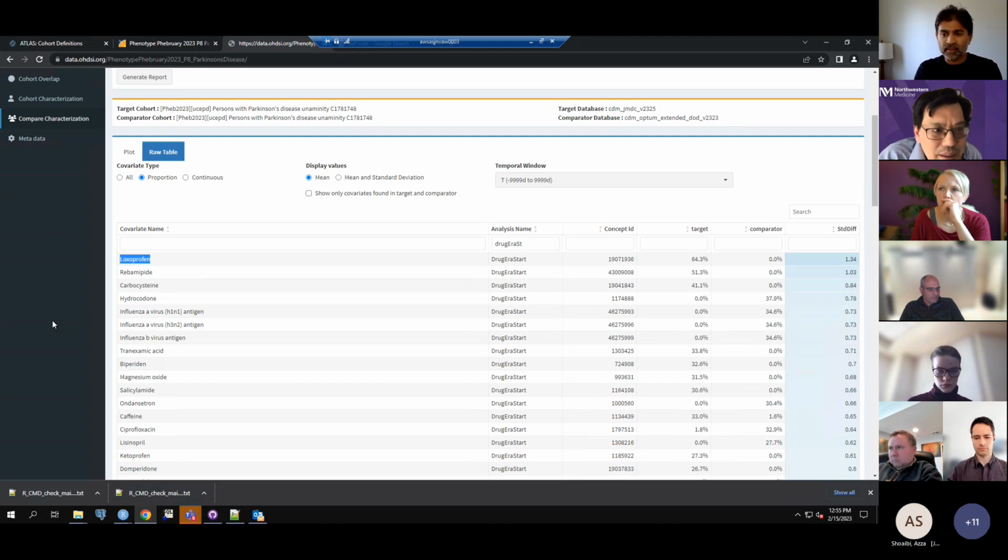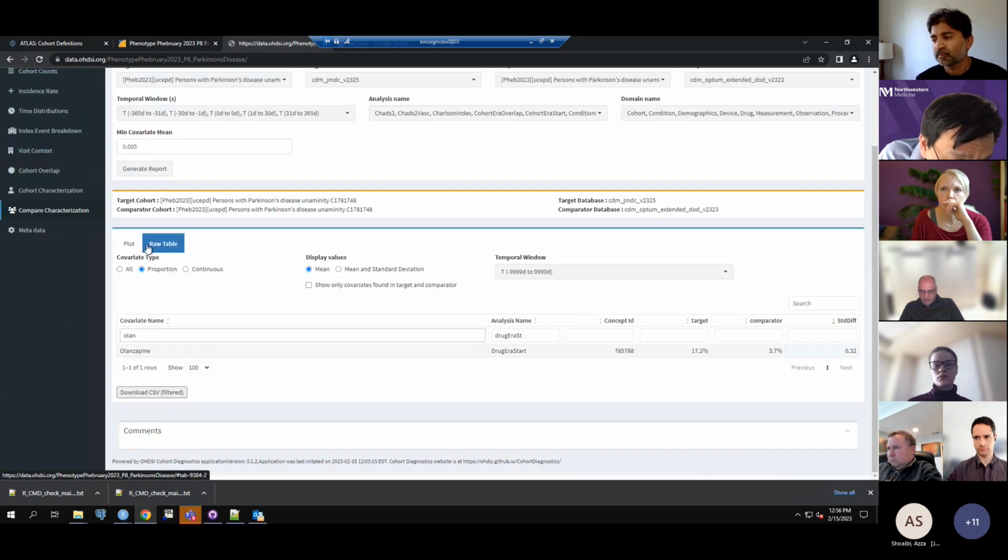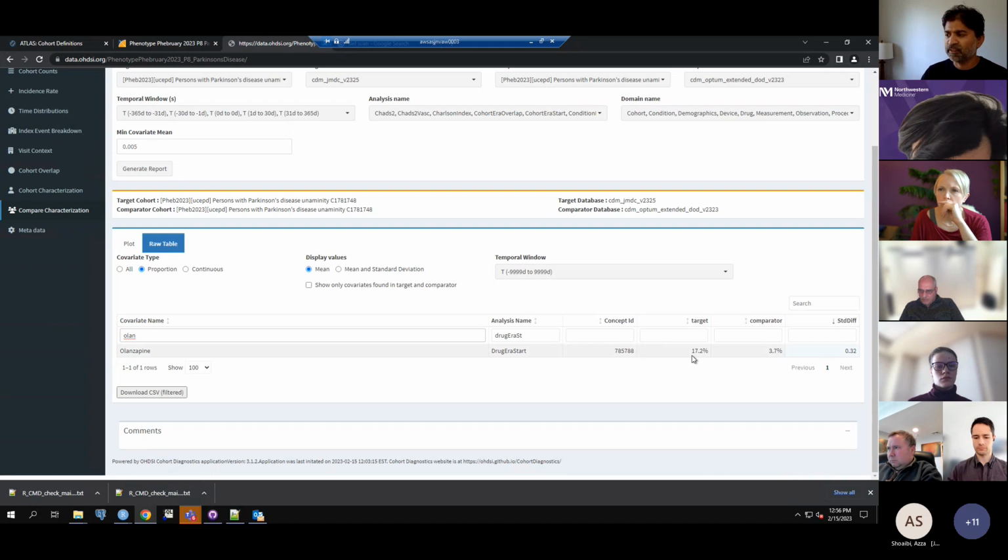That is a wonderful idea. These are the drugs that appear to be different between the data sources: loxoprofen, which I do not know, rebamipide, carbocysteine. No, that's an anti-inflammatory. I think we're looking for very specific medications like olanzapine or risperidone, which are used a lot. Yep, it is definitely higher in the JMDC population, 17.2% versus 3.7%. Yeah, or risperidone.